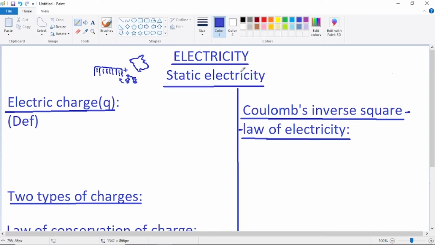Now the most important branch is static electricity. From the name itself, what is static electricity? Static means rest, we know. So it mainly deals with electric charges at rest, the properties and behavior of electric charges at rest. So the name is very simple.